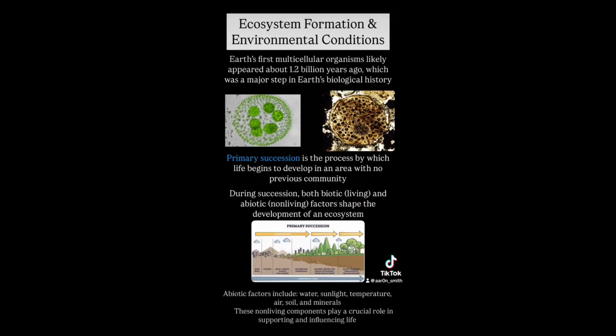During succession, both biotic (living) and abiotic (non-living) factors shape the development of an ecosystem. As the ecosystem develops, abiotic factors such as sunlight, water, and temperature all play a huge role in shaping which organisms can survive and grow. Without these non-living components, no ecosystems can form, and they ultimately provide the foundation that supports all living things.